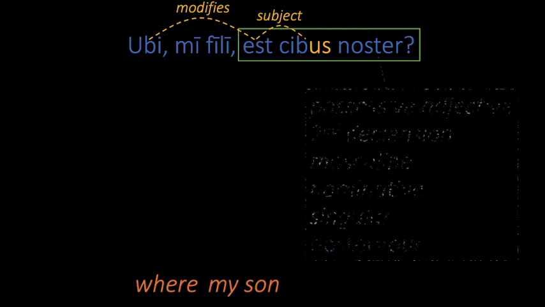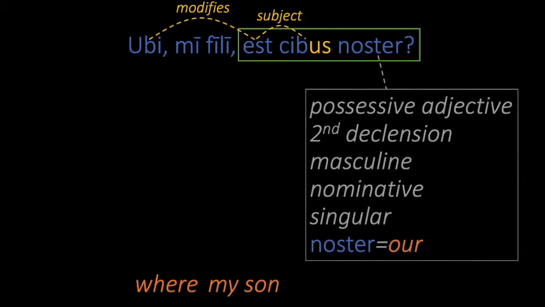Noster is another of the possessive adjectives introduced in this lesson. It is like meus, but it is plural. So instead of my or mine, it is our or ours. It happens to be one of those adjectives like pulcher, which follow the first and second declension for the most part, but have a nominative singular ending in er, as we see here.